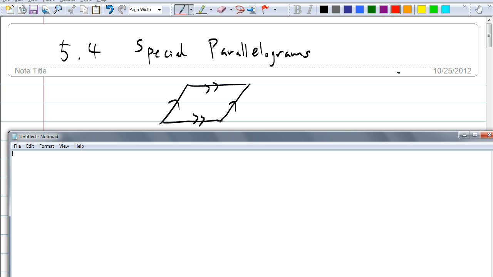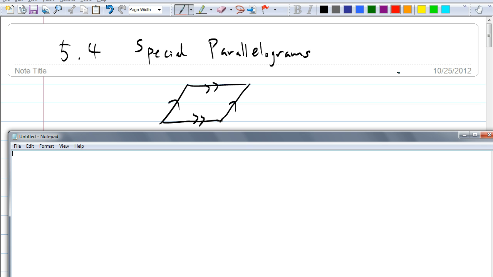Now, we're going to talk about some of these special parallelograms. These are quadrilaterals that are parallelograms, but have special properties that not all parallelograms have. Kevin said square is a special type of parallelogram. Can somebody think of other special ones? Because square is a parallelogram that happens to be a little bit special, right? Not all parallelograms are square, are they? But square is a parallelogram.